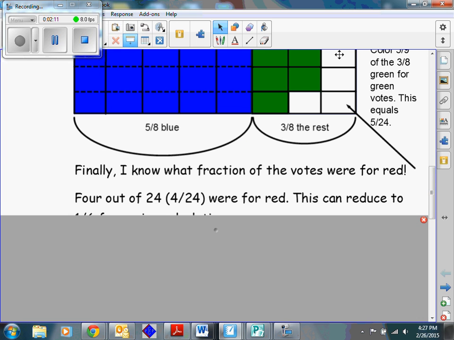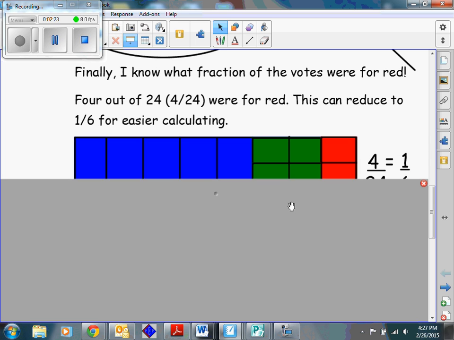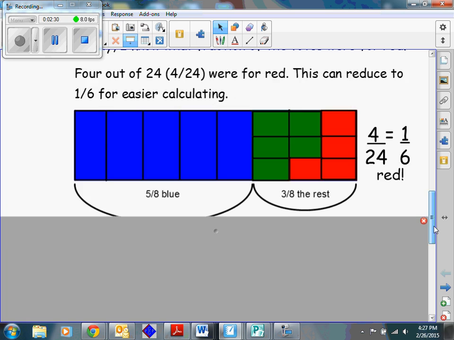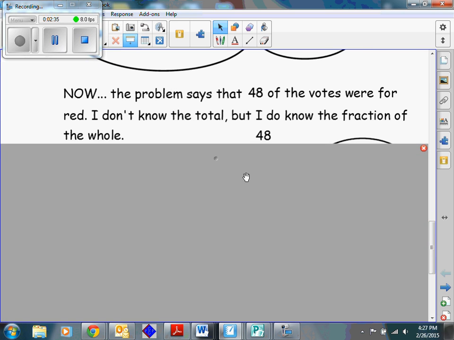So, because there's only 4 squares left, those are the people who voted for red. 4/24 were red. 4/24 reduces to 1/6 for easier calculating. So there's our total school votes. But we still don't know the answer.